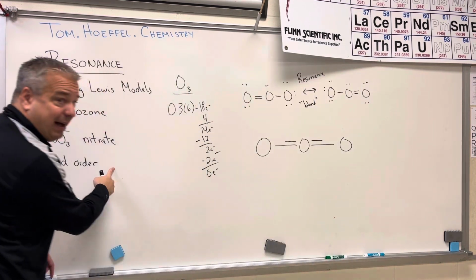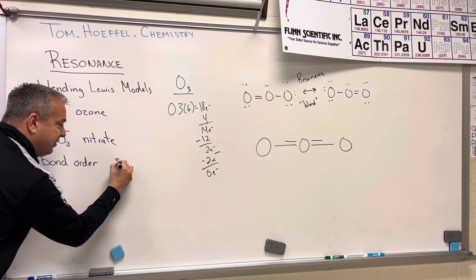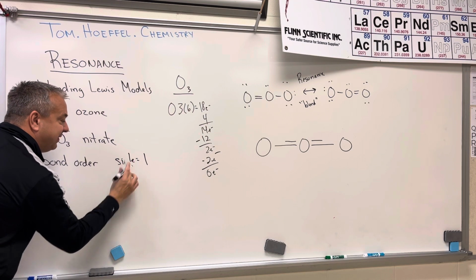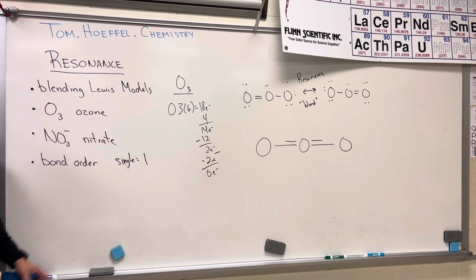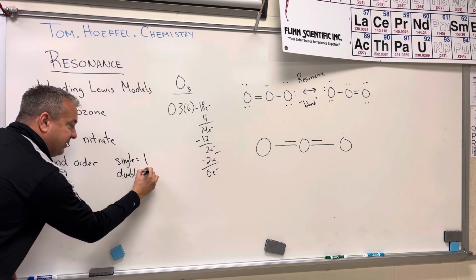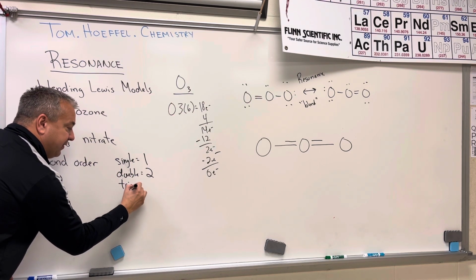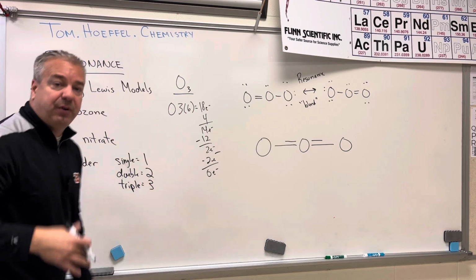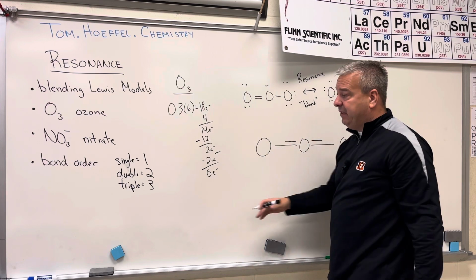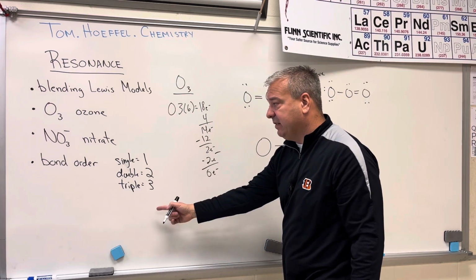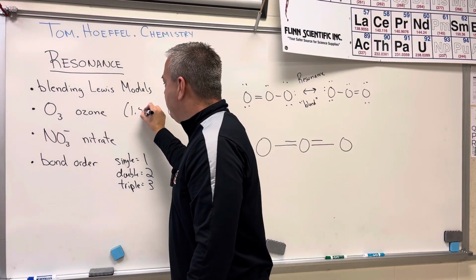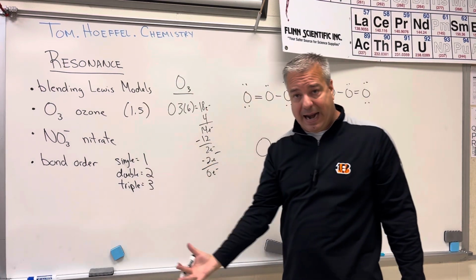When we're talking about bond order, if it's a single bond, we say it has a bond order of 1. If it was a double bond, we would say it has a bond order of 2. A triple bond, we'd say it has a bond order of 3, etc. But if this is a bond and a half, the bond order is not any of these things. The bond order in ozone is going to be 1.5, or 3 halves.